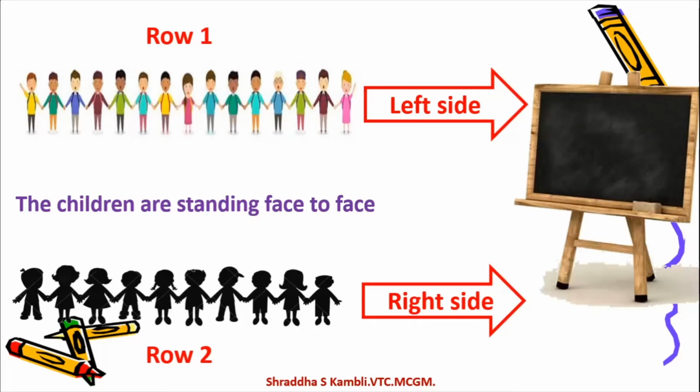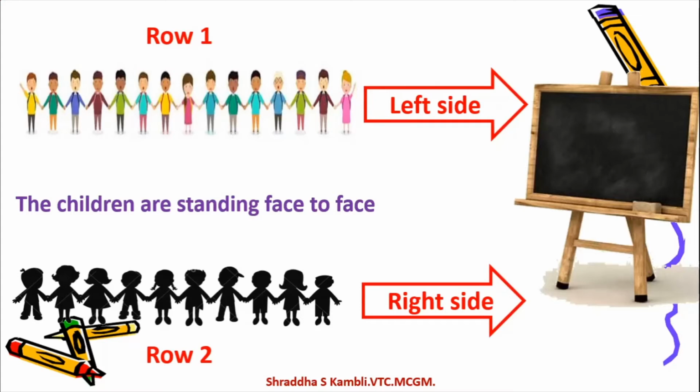So then, who is wrong and who is right? What do you think? Who is wrong? If you are standing in row 1, then you are right. But if you are standing in row 2, then also you are right. Here it means that all these children are right in their own ways.